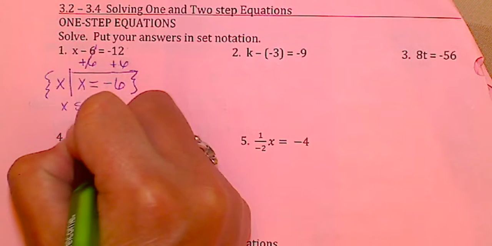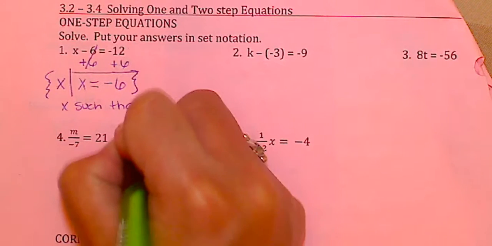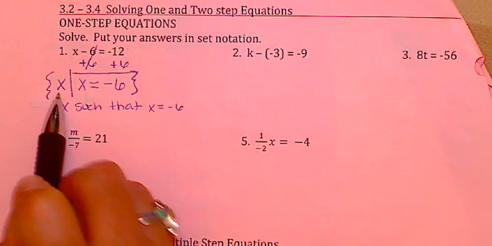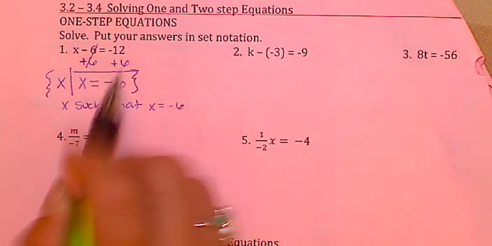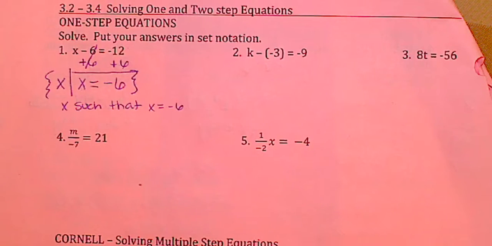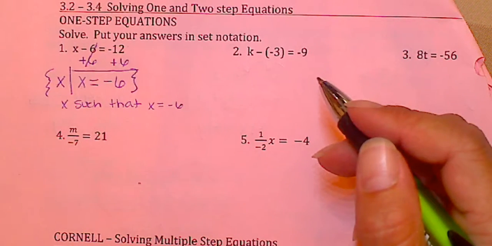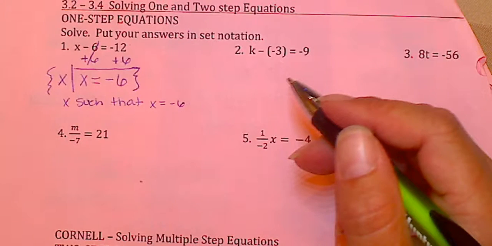X such that x equals negative 6. I found x, and it's such that, in this particular case, x equals negative 6. It's like you need some tea and some coffee cakes with it. X such that x equals negative 6. But you will be expected to put these all in set notation. So it's not difficult. After you do it 6 times, then you'll know how to do it, okay?